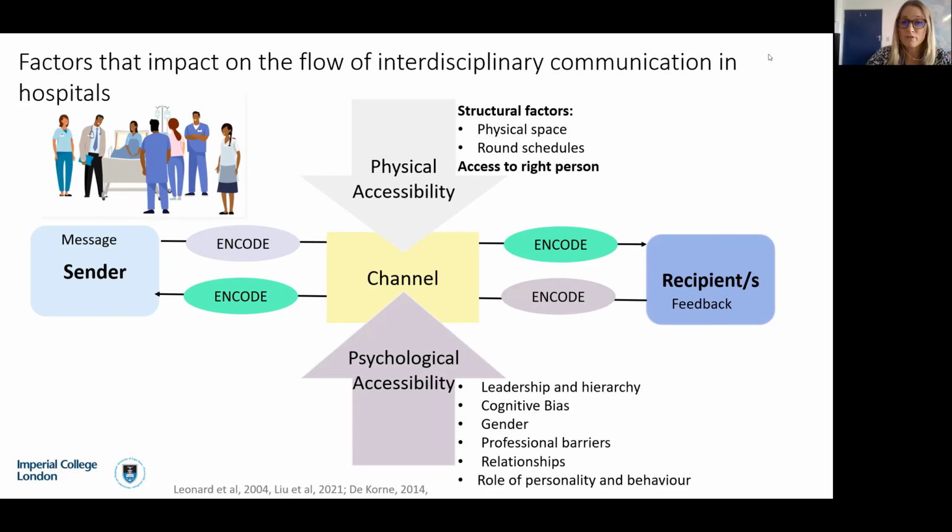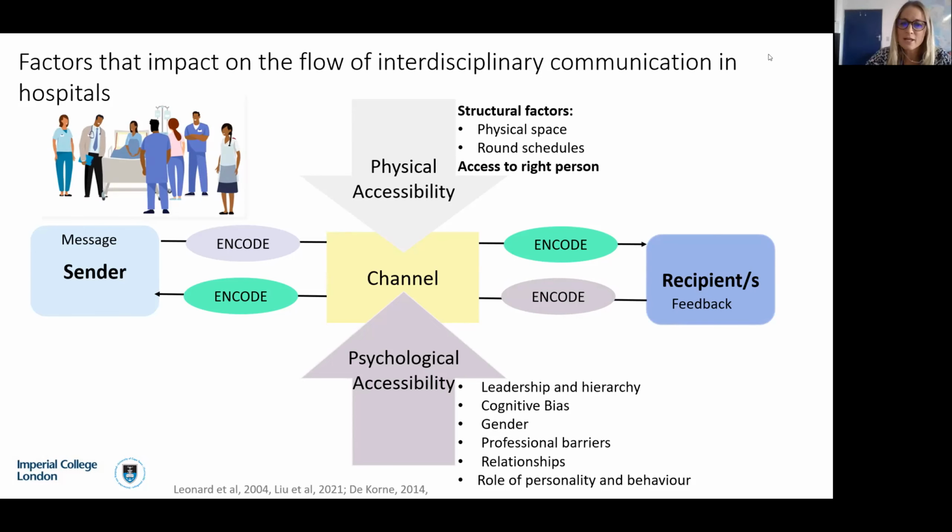The first are physical factors, which enable or hinder physical accessibility, and they relate to the physical space. They also relate to, interestingly enough, rounding schedules or the times or periods when people plan to meet, and whether everybody who's supposed to be there knows about that. So, are they able to physically access? Then also, do we have access to the right person? For example, if you've got to hand a message over to another person, are you able to contact them? Do they answer their phone? I'm sure you can think of a number of things there that can either help or hinder.